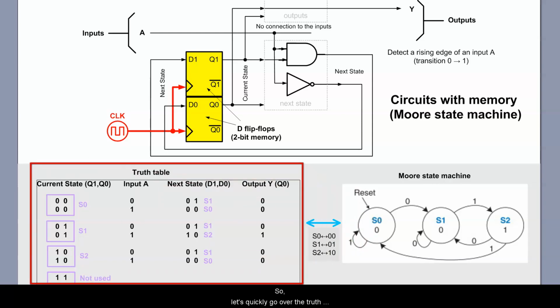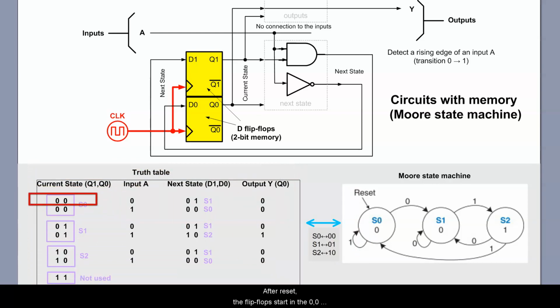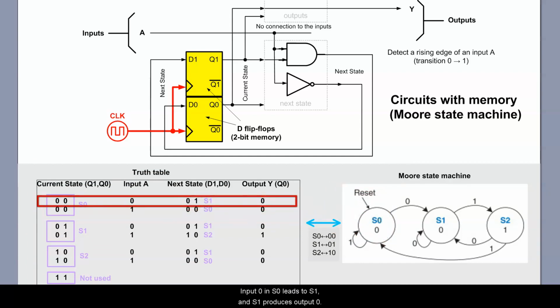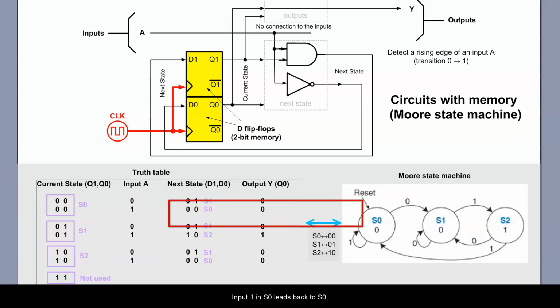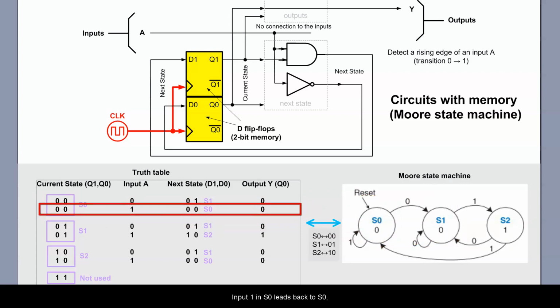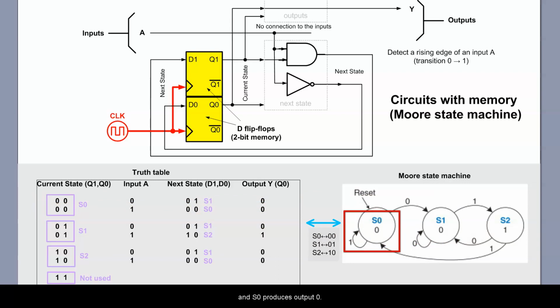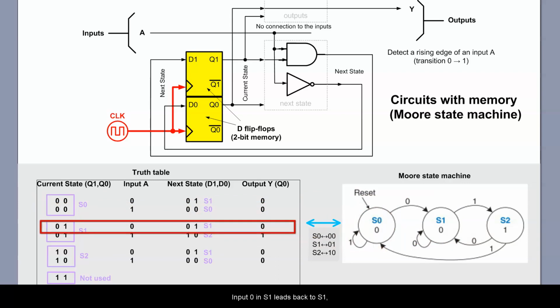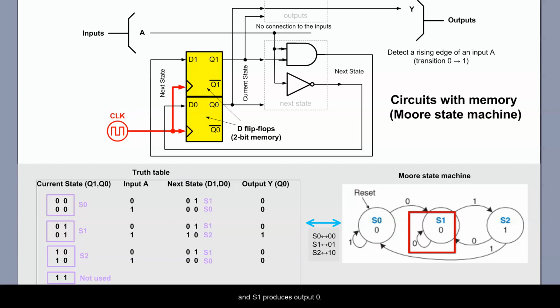So let's quickly go over the truth table and see how it corresponds to the Moore state machine diagram. After reset, the flip-flops start in the 0-0 state, which is encoded as S0. This state produces output 0. Input 0 in S0 leads to S1, and S1 produces output 0. Input 1 in S0 leads back to S0, and S0 produces output 0. Input 0 in S1 leads back to S1, and S1 produces output 0.